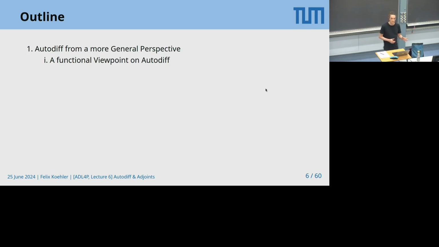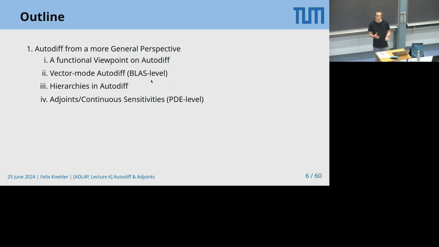For this, we will start at something that I will call scalar mode automatic differentiation. This will naturally lead us to vector mode, which is doing automatic differentiation at the level of the BLAS operations. I will talk about that in a second. This also naturally leads us to discussing hierarchies in automatic differentiation, and ultimately we will end up at the second part in the title of this lecture, which is on adjoints, and typically this is referred to what you find in deriving or performing Autodiff on the level of partial differential equations, sometimes also referred to as continuous sensitivities.